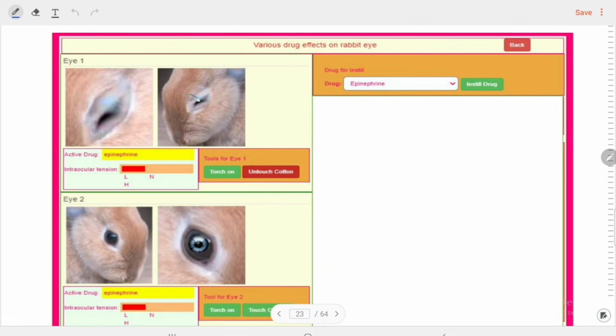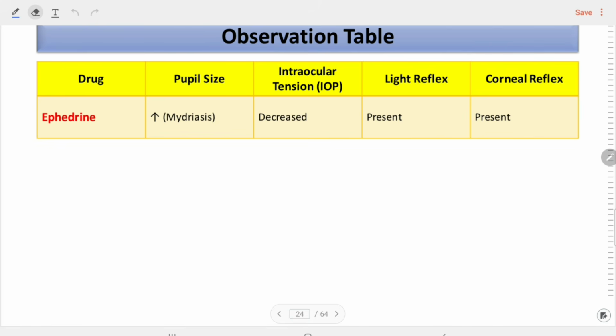Likewise, in the touch reflex, to block the touch we have to block the sodium channels that are present, because the reflex will be positive. If we touch the cornea, it will cause the reflex and activation of the sodium channel. So the sodium channel gets activated and causes depolarization, and as a reflex we will see blinking of the eye. So here we can see after giving epinephrine: pupil size increases, mydriasis, intraocular tension decreases, light reflex present, and the corneal reflex present.